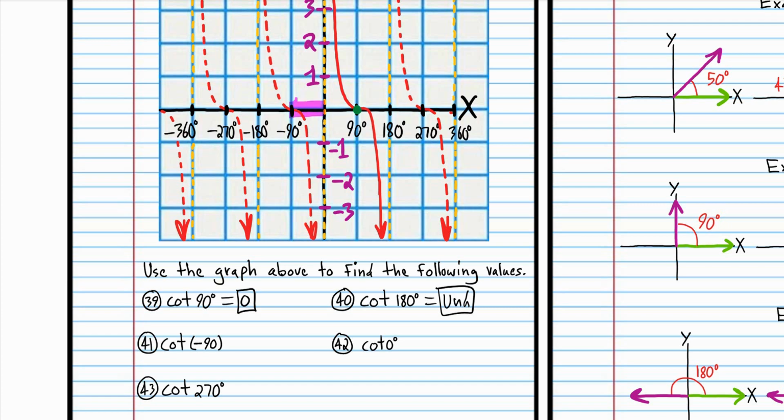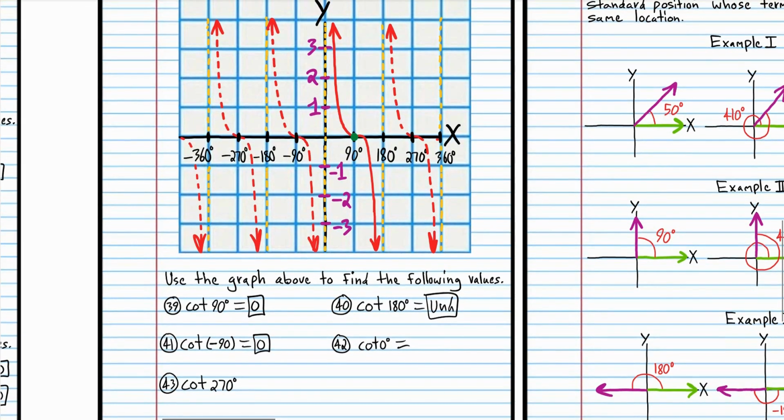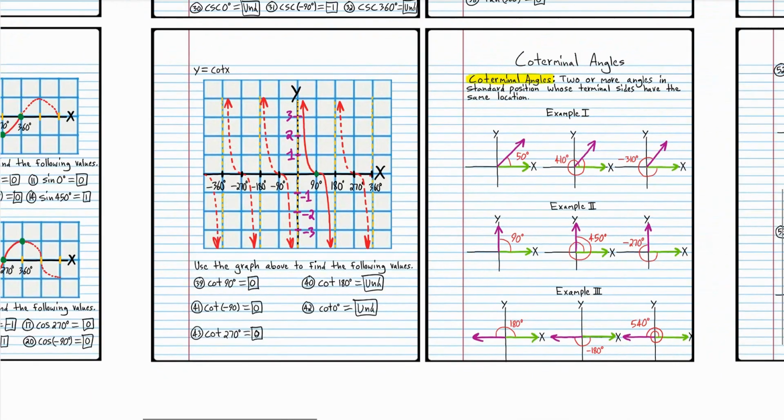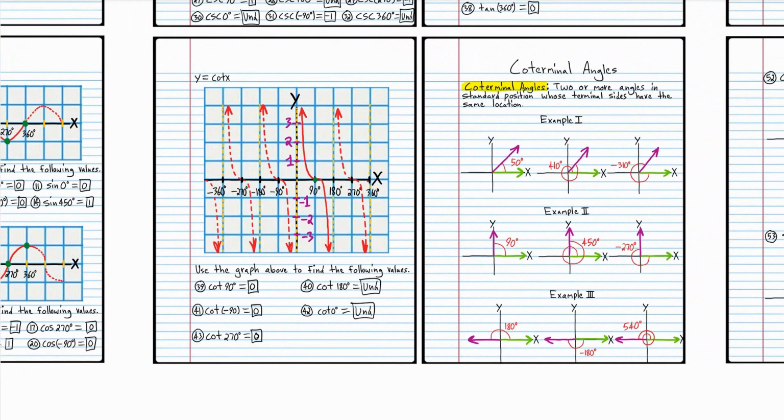Negative 90, we go out one box, and we see that the y value of the corresponding point is 0. Cotangent 0 degrees, well, if we don't move out, we are just left on an asymptote, and the function is not defined. So we say undefined. And cotangent 270 degrees, we're going to move out to here, and we see that the point on the curve has a y value of 0. So if you got those right, excellent.